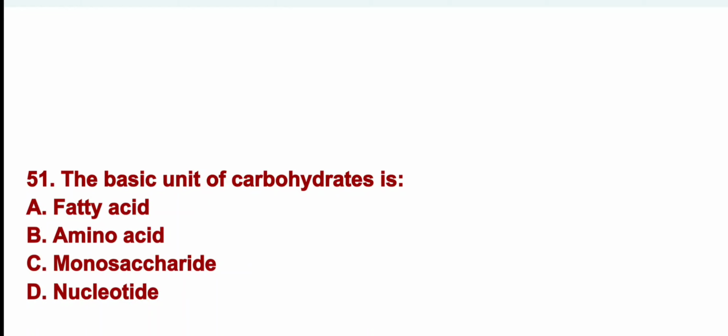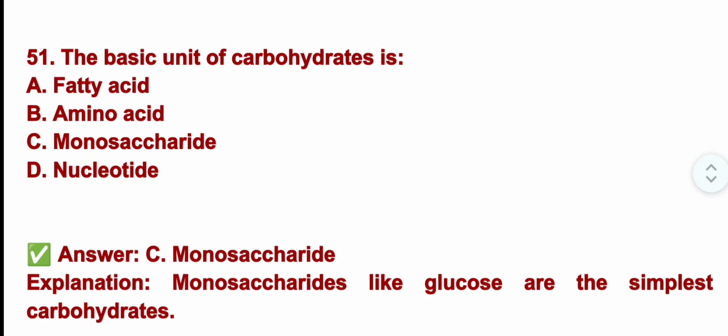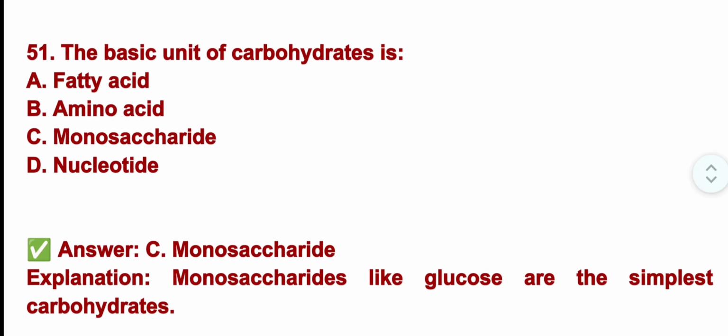Question number 51. The basic unit of carbohydrate is. The correct option is option C. Monosaccharide. Monosaccharides like glucose are the simplest carbohydrates.